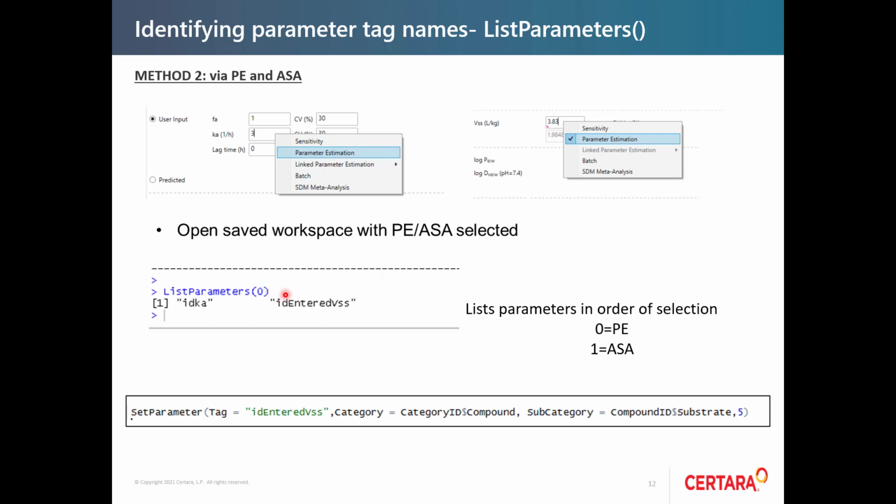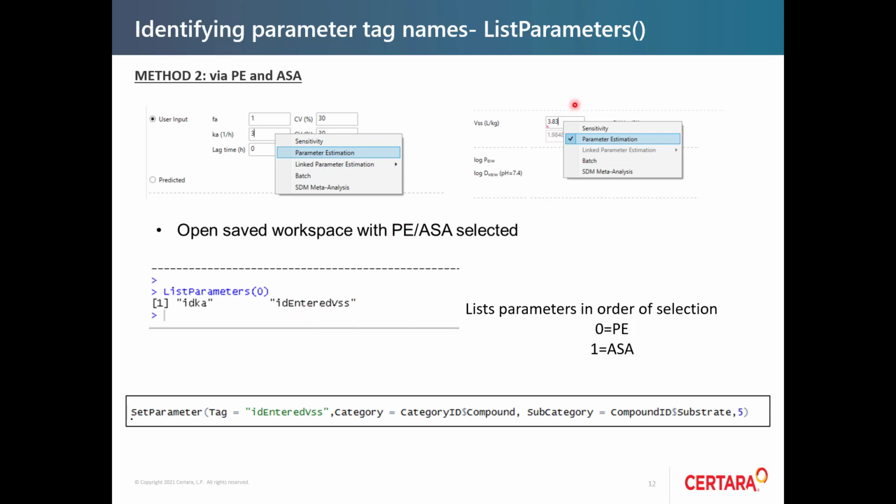Once you've brought the workspace into R, we then use the function called listParameter. Having the value 0 within this function will spit out the parameter tags of any parameter that you've selected for parameter estimation. So in this case, we selected KA and VSS, hence why we see at the bottom the tag ID for KA is ID KA, and the tag ID for VSS is ID entered VSS.